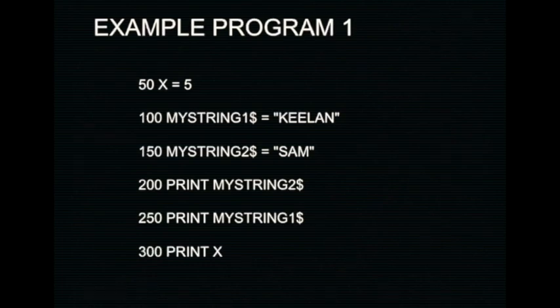First, 5 is assigned to X. Then, Keelan is assigned to my string 1. Sam is assigned to my string 2. The dollar signs after the my string are specific to string assignment. We then print my string 2, which is Sam, and then we print my string 1, which is Keelan. After that, we print X, which is 5. So on your console, you will see Sam, Keelan, 5.